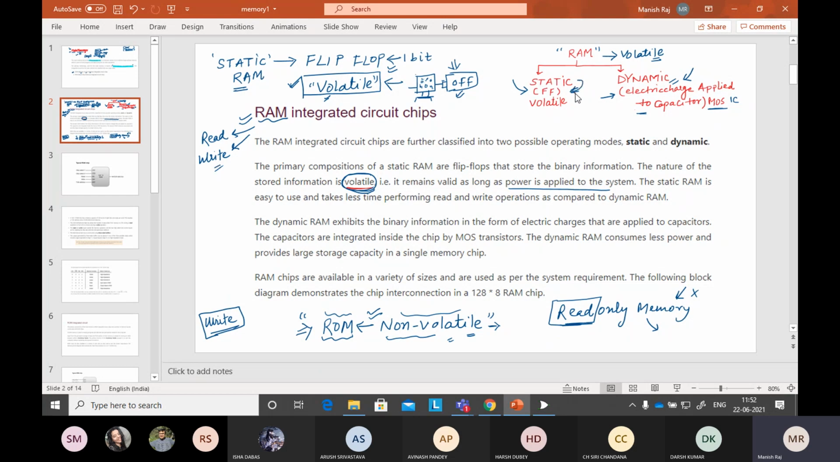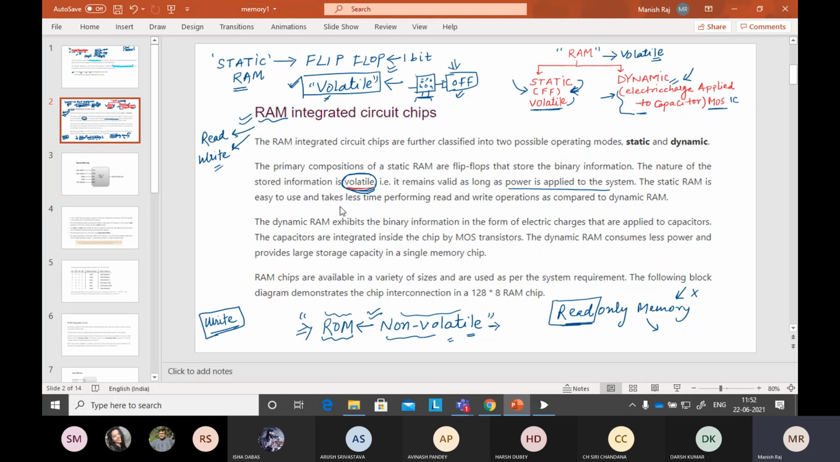Static is made of flip flops, and this is volatile. Both memories are volatile, which means RAM is volatile. That means dynamic and static are both volatile. For storing a bit, the dynamic one uses the electric charge applied to a capacitor. It is made of MOS transistors.